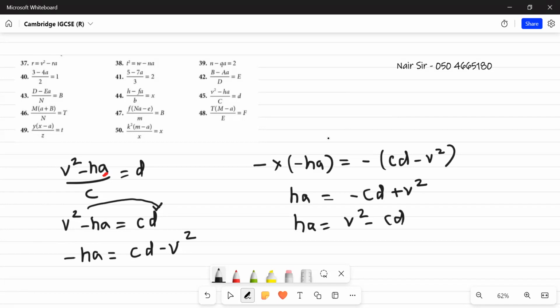Now, sir, this H is multiplied to A. So what is the opposite of multiplication? Division. So A is equal to V square minus CD upon H. Okay, hope you are able to understand it. All other questions are similar questions.